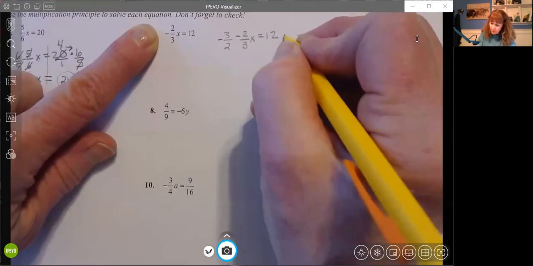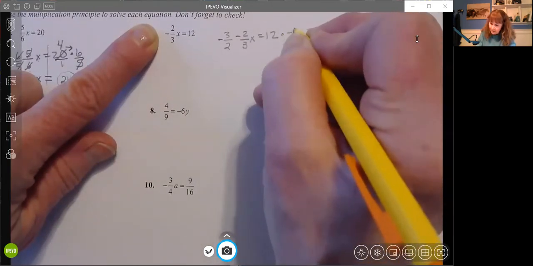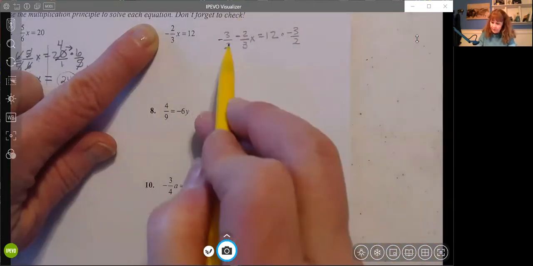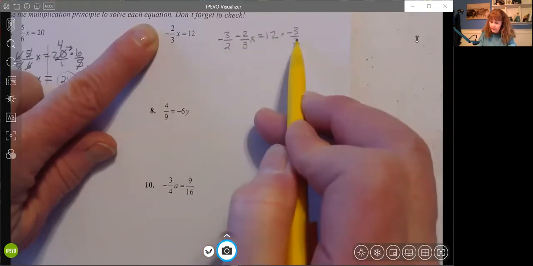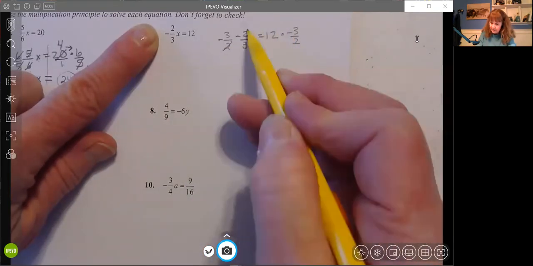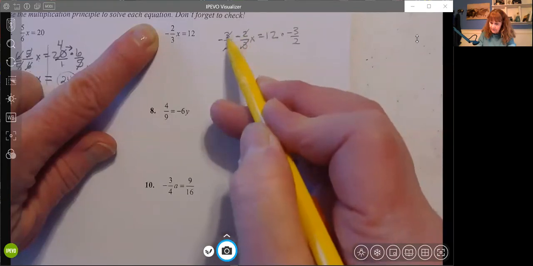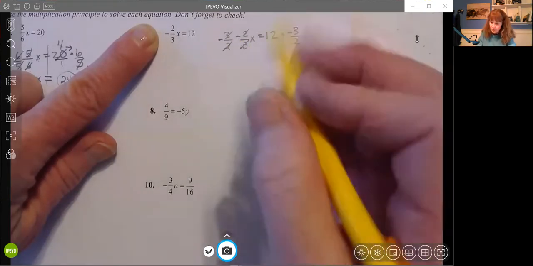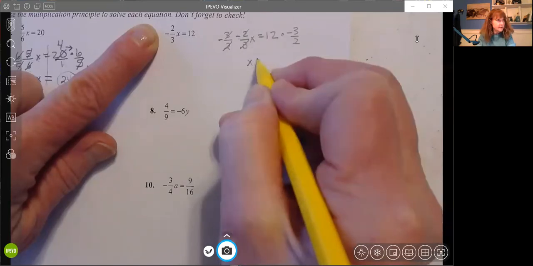Then whatever you do to one side, you must do to the other side. So we end up with this right here. Again, whatever you do here, you do here. So these cancel, these cancel. A negative times a negative is a positive. So we know we end up with just x.